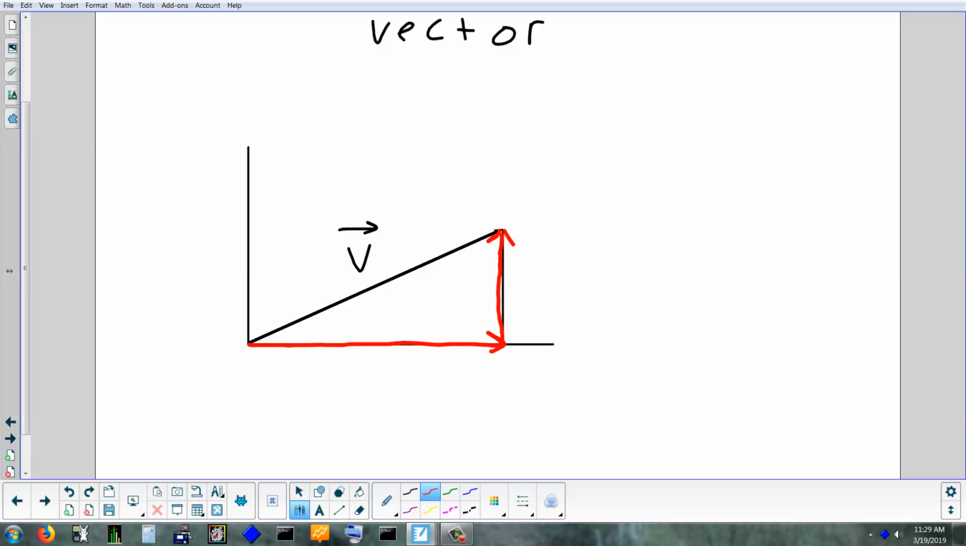Now there's two things that they're going to tell you. One, they'll tell you the angle that you threw the object at. Okay, so it'll be at a certain angle. And the other thing they'll tell you is the speed that you threw it at that angle.